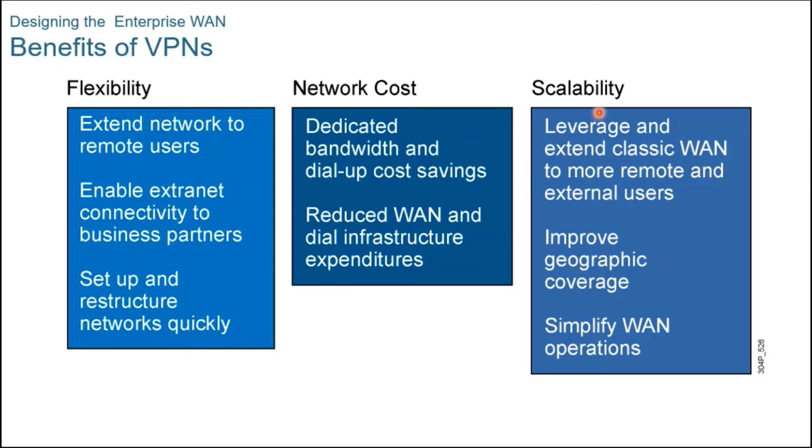Next would be scalability. VPNs allow an organization to leverage and extend the classic WAN to more remote users and external users. VPNs offer scalability over large areas because IP transport is universally available. This arrangement reduces the number of physical connections and simplifies the underlying structure of a customer's WAN.